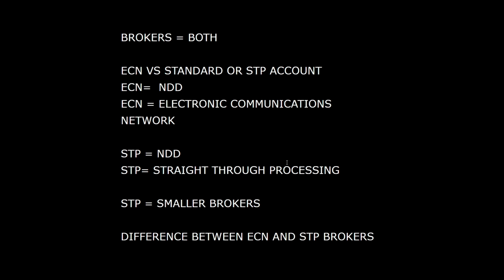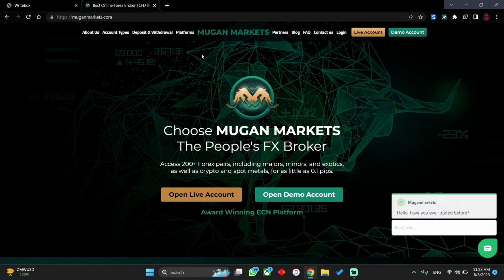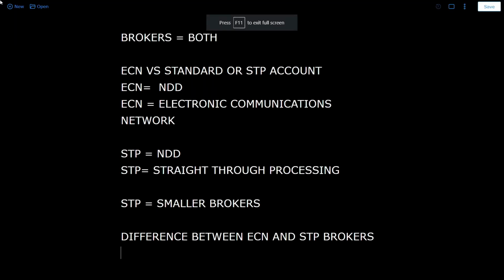When it comes to requotes or slippage, when trading direct from the interbank market, that is for ECN, there's little chance of requotes or slippage compared to an STP broker, which relies on other brokers for fills. If you don't want slippages, go for an ECN broker, and the best ECN broker, as I said earlier, is Morgan Market. Create an account with Morgan Market and experience faster trades and little or no slippage. Then spreads are tighter on ECN as compared to STP.